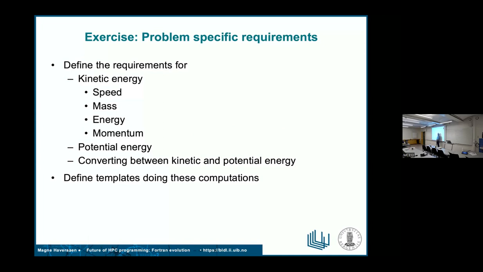Okay. So, very simple, kinetic energy: you probably need speed, mass, energy, and momentum. If you're going to use multiplication operations, when you start writing it out, you'll see. Similar exercise for potential energy. Again, very simple dimensions involved. And then you want to write some code which tells you how to convert between kinetic and potential energy.